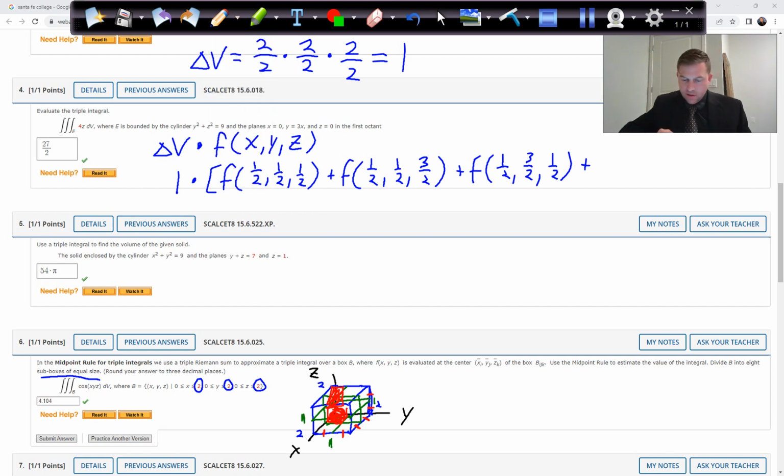Okay, then this one would be x, y, z, so this would be the upper right box. Okay, then we continue with this pattern, and we're going to get 1/2, 3/2, 3/2. So that is, actually that might be the top right box. Either way, 1, 2, 3, 4 plus, we've got to do the other boxes.